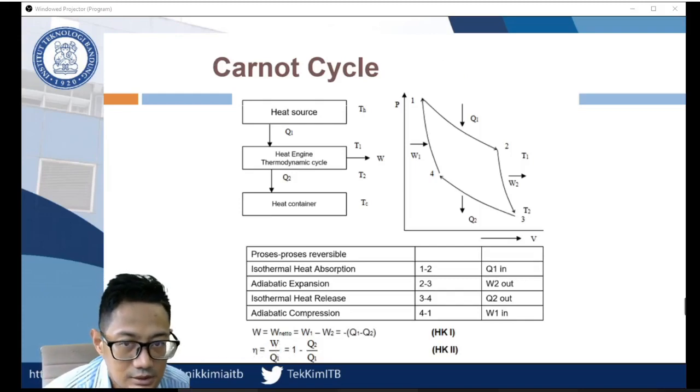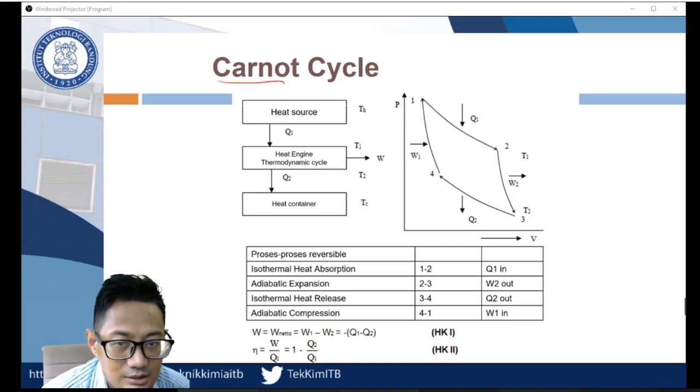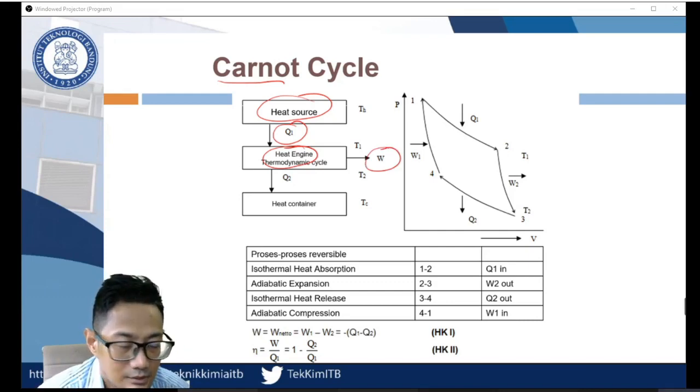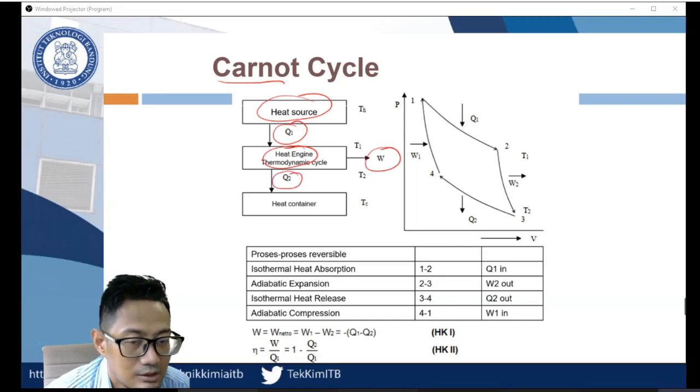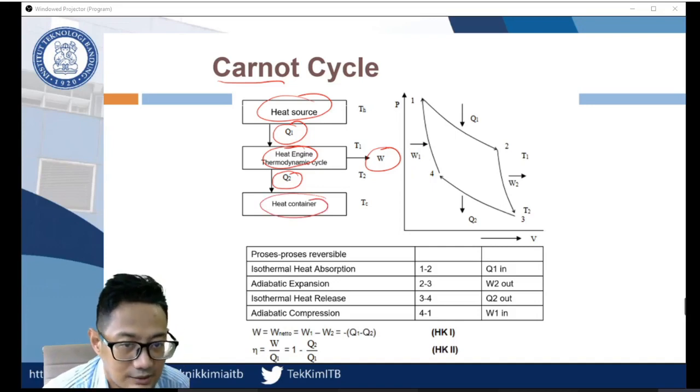Now, this is the famous cycle from heat engine. We know this as Carnot cycle. The principle is the same as the previous one. We have heat source supplying heat to heat engine to produce work, with unused energy that should be released to the environment, denoted by Q2. The heat can be released to the environment, in this case, released to heat container.